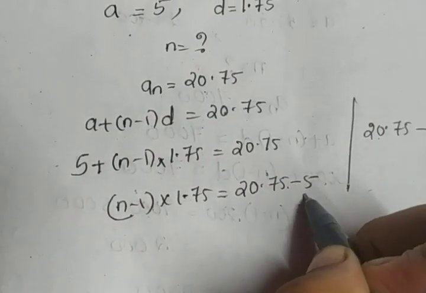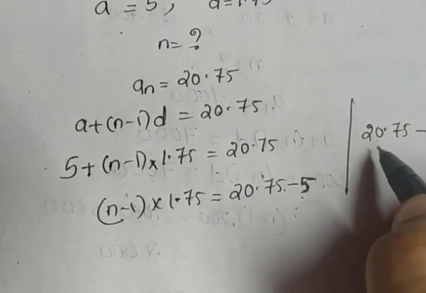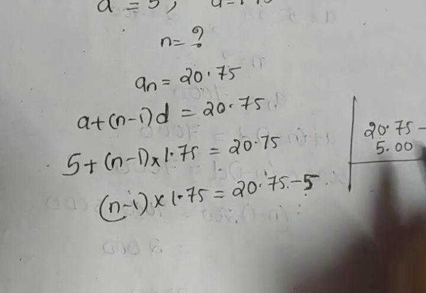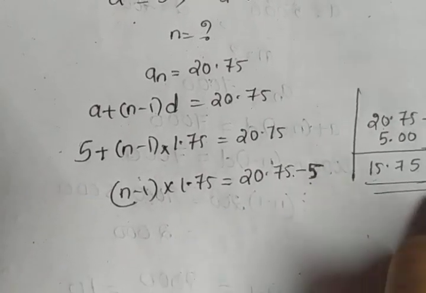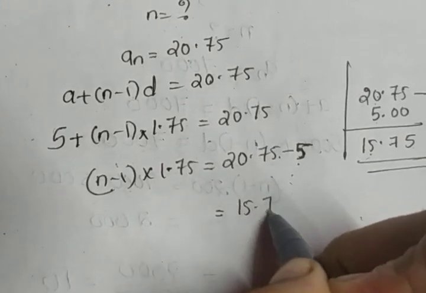How will we subtract 20.75 minus 5? 5 does not have a decimal value, so where will we write 5? Here. If needed, you can put a decimal and write 2 zeros. So 5, 7, and 20 minus 5 gives you 15. So the value is 15.75.